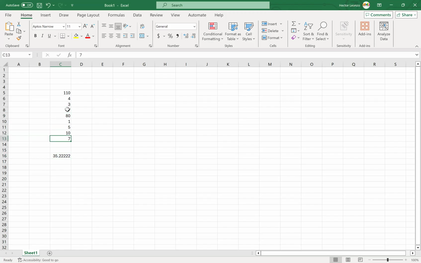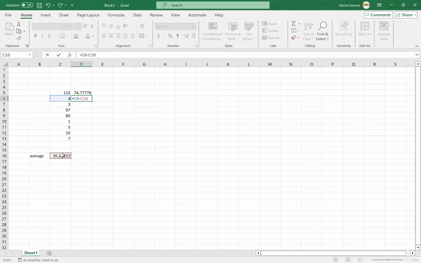81, 5, 10, 7. Okay. One, 2, 3, 4, 5, 6, 7, 8, 9. Okay. That's my average. Now let me find my deviation. Remember, deviation equals this number minus the average. 4 minus the average. It makes sense that I get a negative number because 4 is way less than the average.